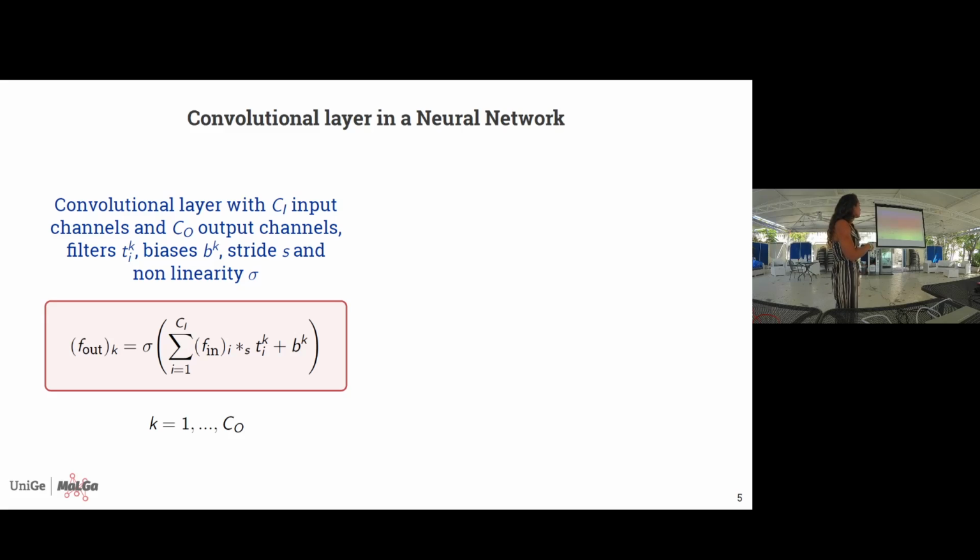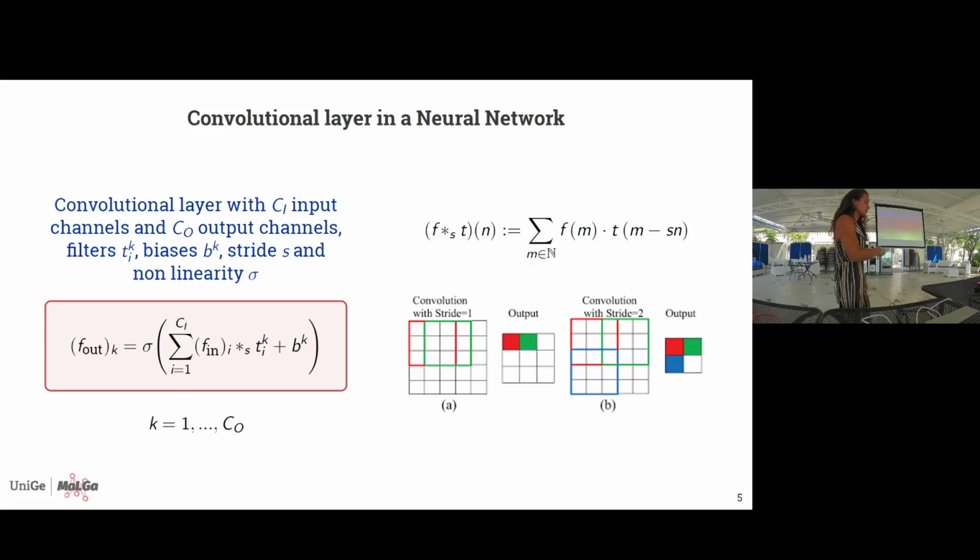We have to define what this convolution with stride S is. This convolution is written here, where we can see that the term S appears as a variable of the filter T. In this case, F is the input image, T is the filter, and F convolved with stride S with T is the output. And what is the stride? The stride is, as we can see here, for example, the number of pixels by which the filter moves in the image F.